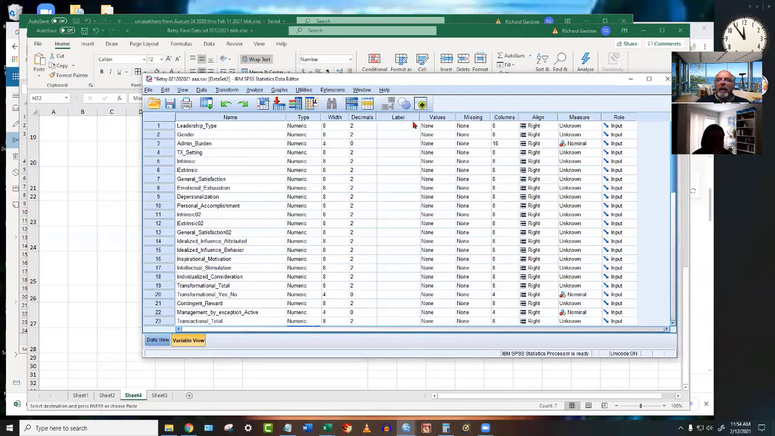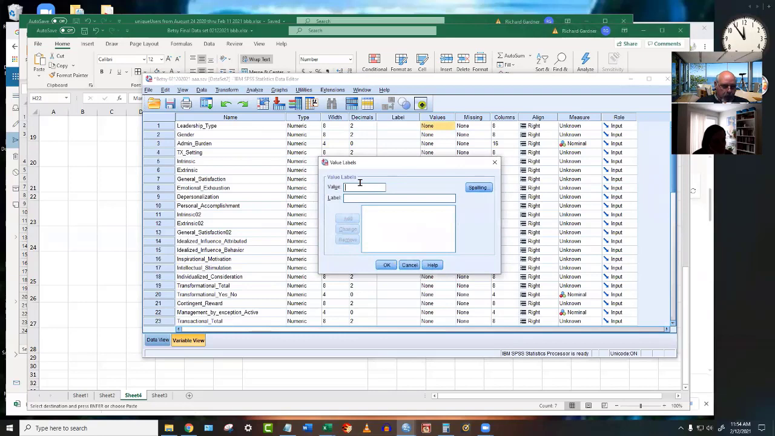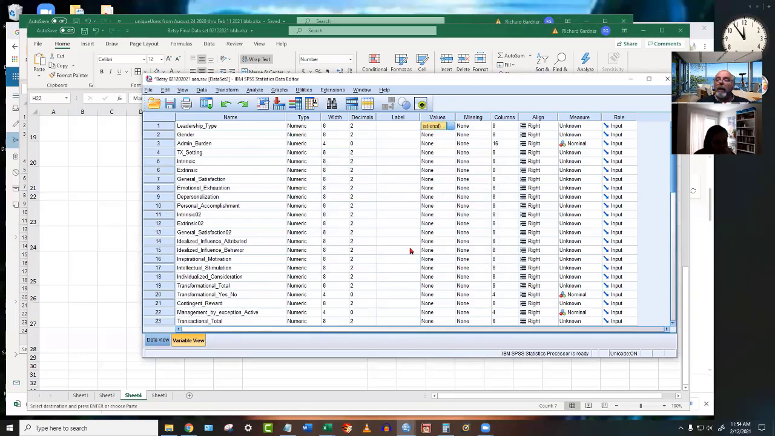Next, we need to label these values. One was transformational. Right. Transformational. Oh my God, I got it right. Two was transactional. Transactional was pretty good to me. Three was passive avoidant. And three was, or four was other. One, two, three, four. Okay. And that makes this one a nominal.